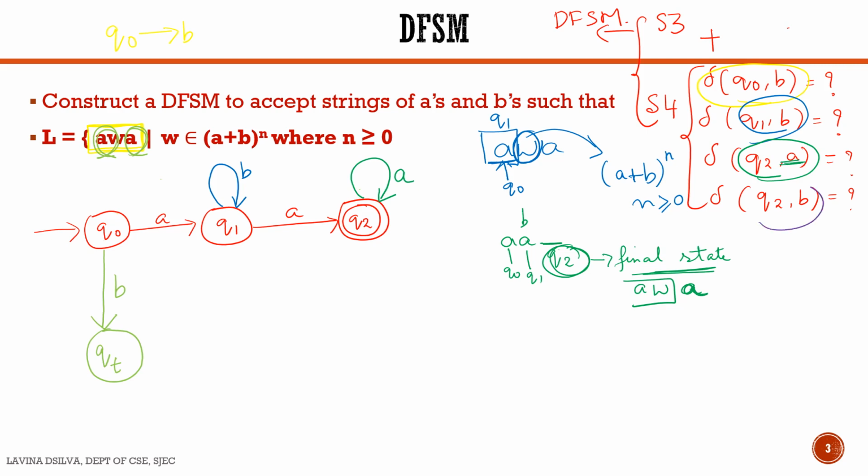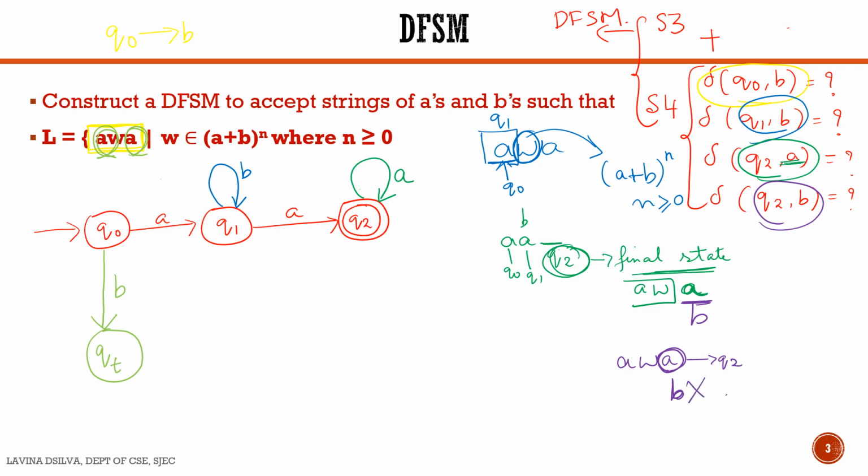The next transition, Q2 and B. We are talking about B here. Instead of A, we are talking about B. Can we have any string ending with B? No. A, W, A. A is okay. We remain in the same state, that is Q2 state itself. What about B? Can we have a B in Q2 state? We cannot have a B in Q2 state.